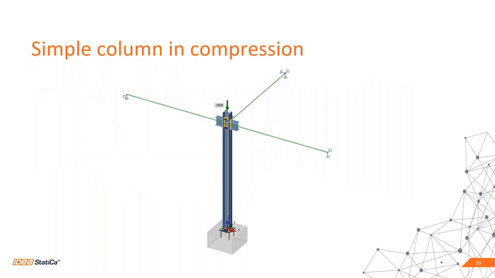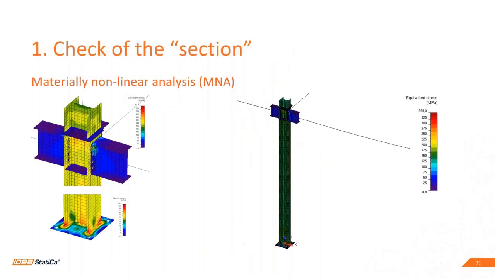I have one more simple example. It's a column loaded by compressive force, and it's just the same. In the first step, we will run the materially nonlinear analysis. We have the stress and strain picture.